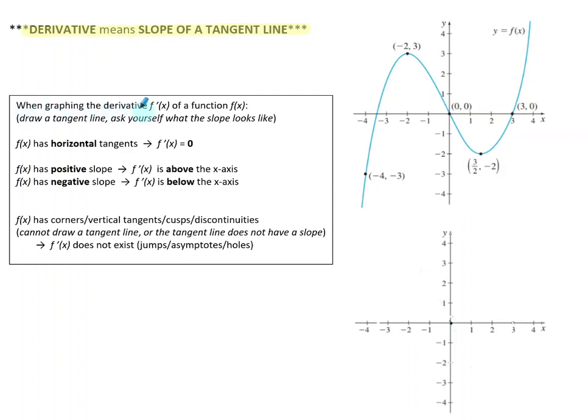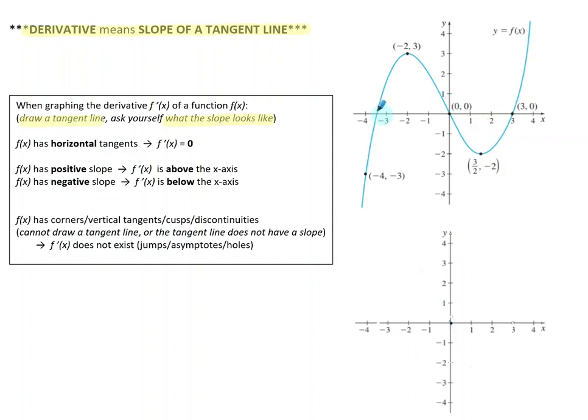When graphing the derivative f prime of x of a function f of x, it's a good idea to think, let's see if we can draw a tangent line, and if we can, ask ourselves what the slope is like. Meaning 0, positive, negative, or maybe I can't draw a tangent line and therefore the derivative does not exist.